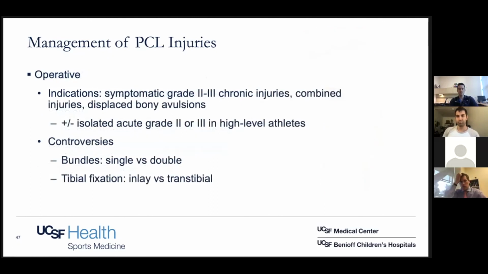For surgical treatment, if they're symptomatic grade 2 or 3 chronic injuries, or combined injuries or larger bony avulsions, and then some people will treat an isolated grade 2 or 3 in a high-level athlete surgically. And then some of the controversies are in single versus double bundle reconstruction, and then how you fix this on the tibia.